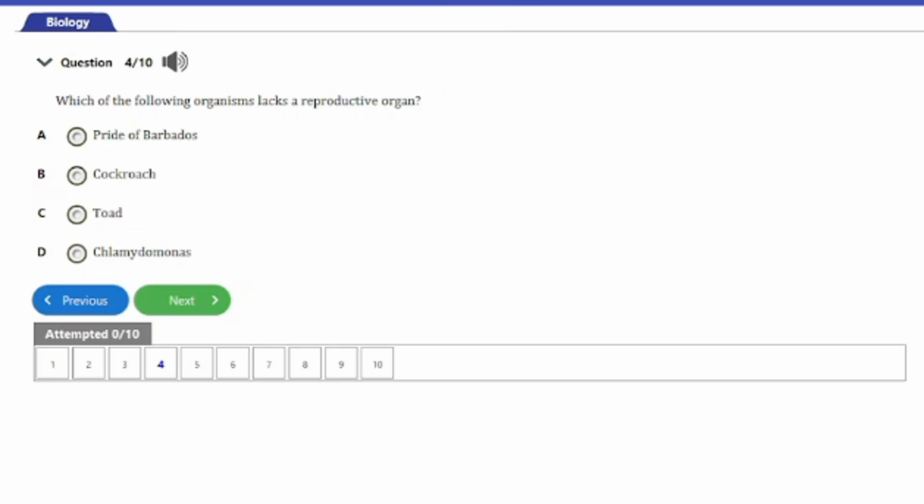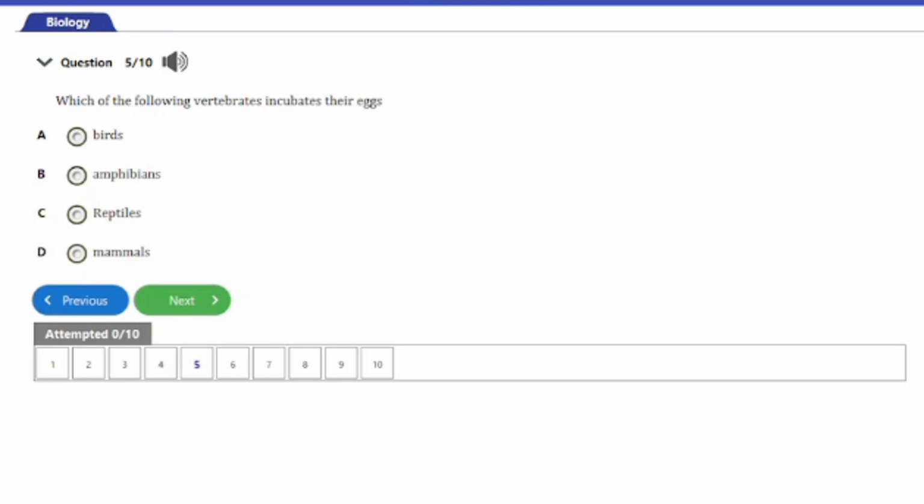Question number 4 here, it says, which of the following organisms lack a reproductive organ? We have A, pride of Barbados, B, cockroach, C, toad, D, chlamydomonas. So guys, the answer to this question is option D here, and that's the chlamydomonas. So the chlamydomonas doesn't have a reproductive organ. And that's it for that question. So let's go ahead and consider the next question.